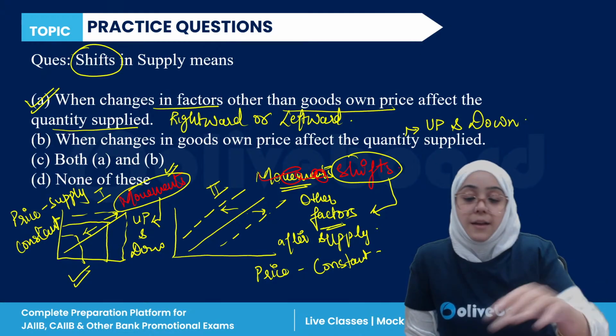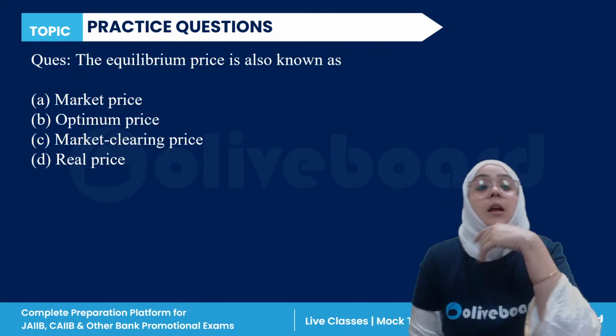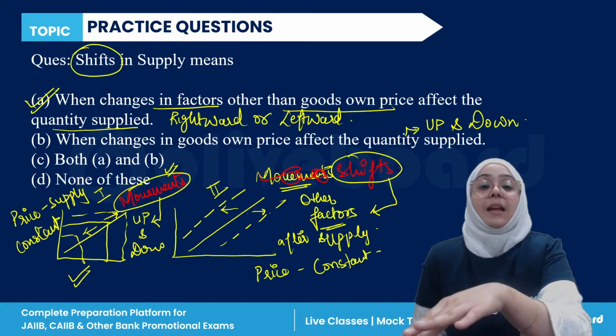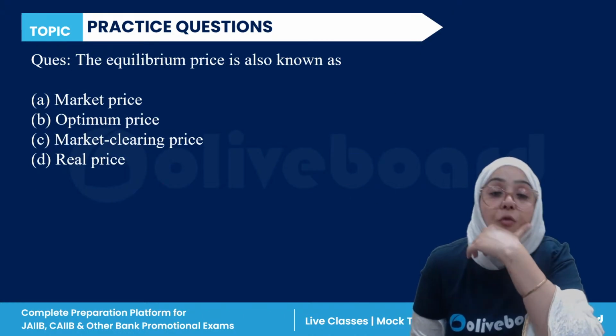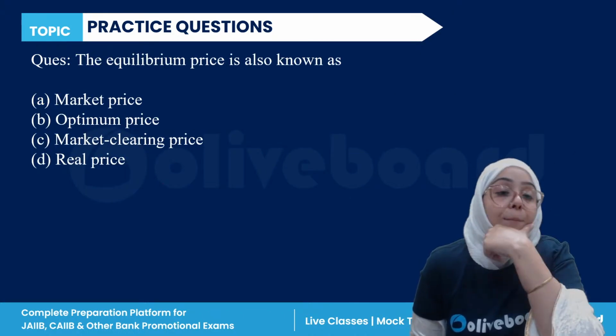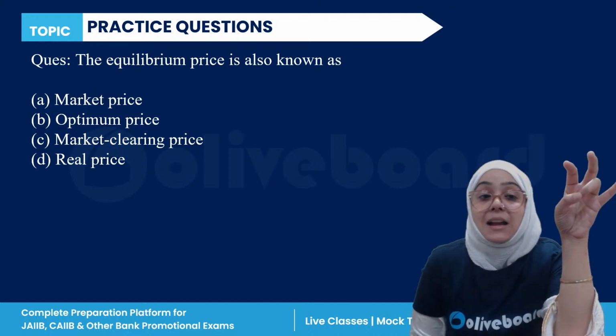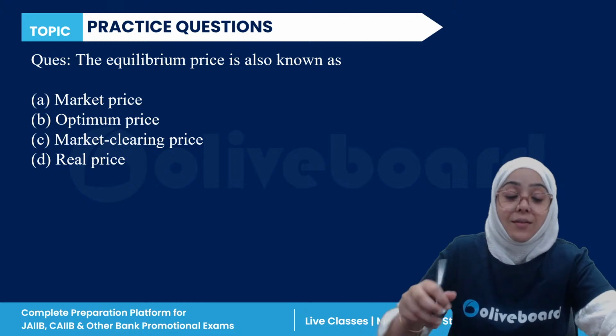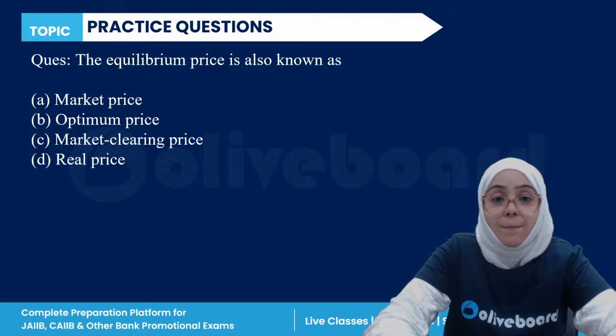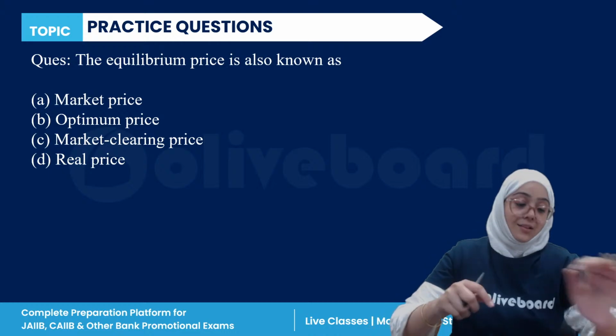Okay, done. Next question. See, equilibrium price is also known as what? Equilibrium price, market price, optimum price, market clearing price, or the real price? Everyone, please answer this question.